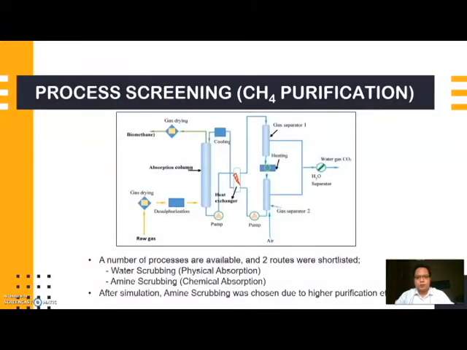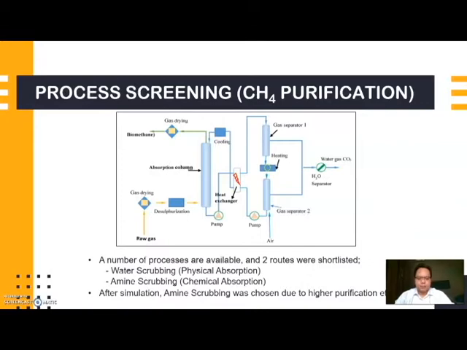So moving on with the CH4 purification for the process screening, there are a number of processes available for CH4 purification, and for this particular project, two routes were shortlisted. The first is water scrubbing, and the second is amine scrubbing. Water scrubbing involves a physical absorption principle, while amine scrubbing involves a chemical absorption principle.